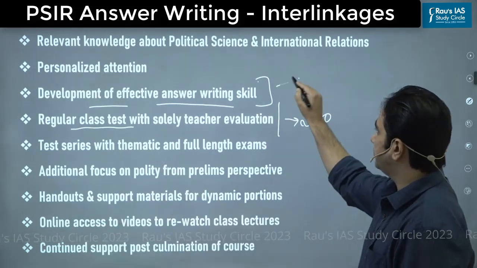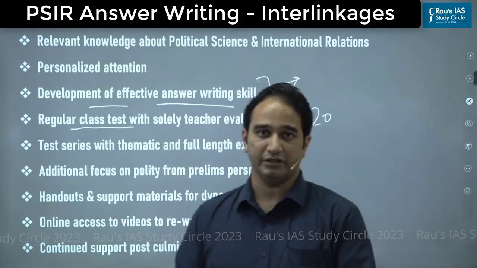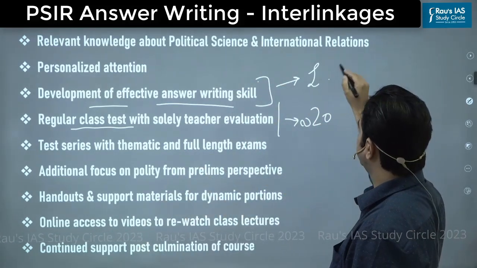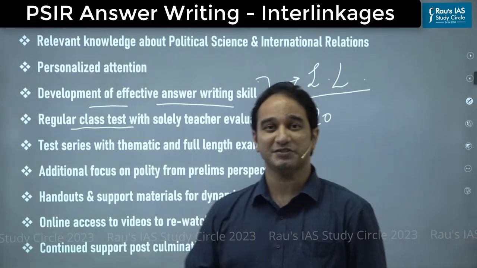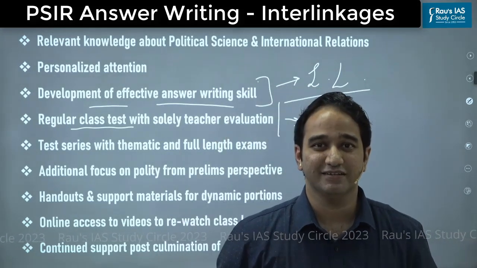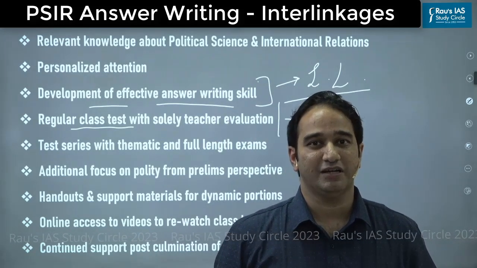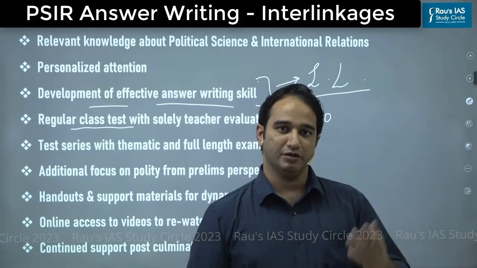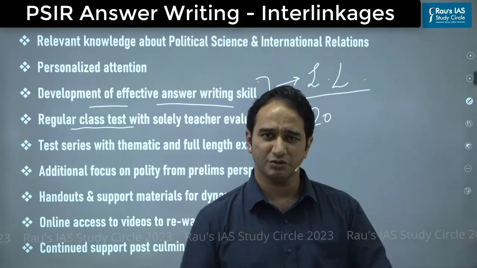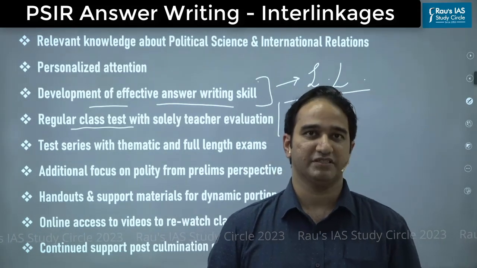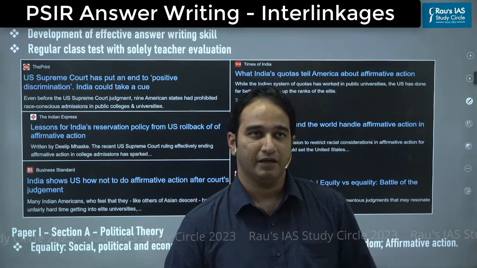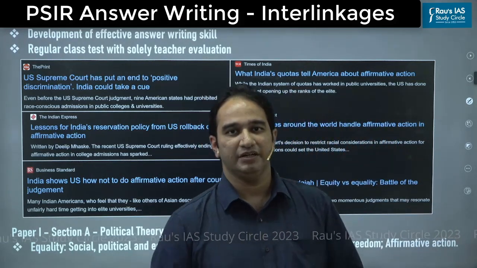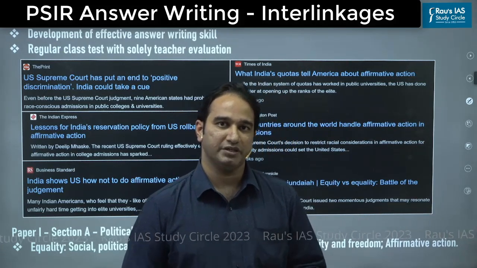In this, I want to talk about one separate thing, which is interlinkages. I had recently made a YouTube video based on which a lot of students ended up asking me for elaboration on this particular aspect. How do you interlink different papers? Paper 1 of political science and paper 2 of political science, or different aspects of political science subject itself. And I want to talk about this through examples. Interlinkages in answer writing for political science PSIR.